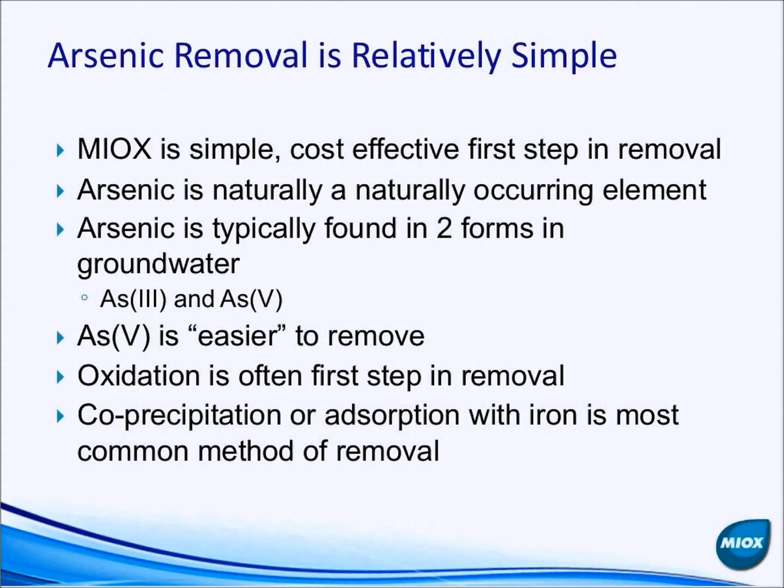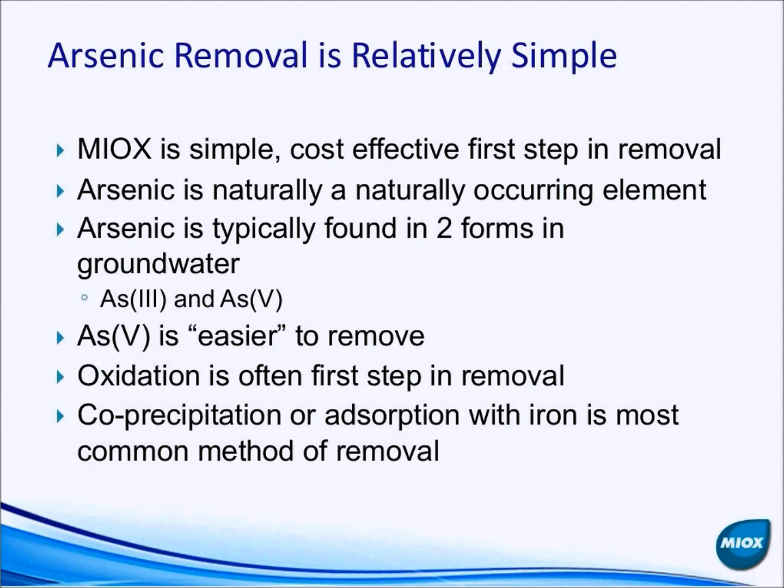Arsenic is a naturally occurring element that is found in groundwater sources. It's typically found in 2 forms, either arsenic 3 or arsenic 5. Arsenic 3 is the lower oxidized state. Arsenic 5 is, in quotations, easier to remove, because it depends a little bit on what else you're doing with it.